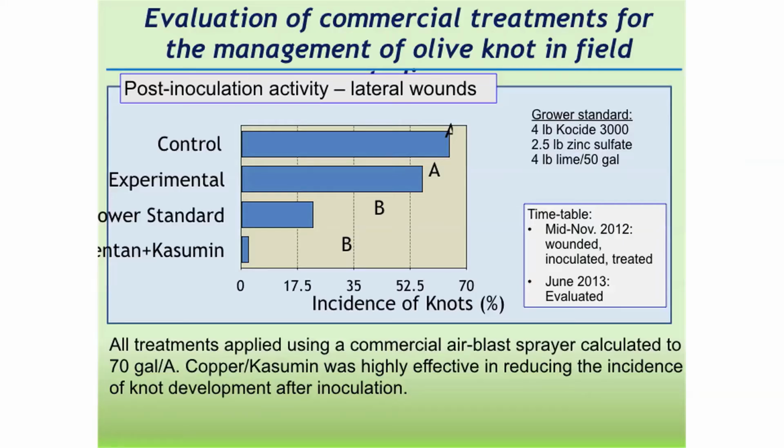So just quickly, we did further studies. These were done up in the Yuba City area, Marysville. I guess that's basically District 2 based on the map that we saw. We did these compared to control. The grower let us inoculate after a commercial harvest. We went in, saw wounds, and inoculated them, and 6 months later, 60% of the wounds that we inoculated had knots on them. We tested an experimental material, and it didn't work. We looked at the grower standard, obviously 4 pounds of Kocide 3000 with zinc sulfate and lime. He got a significant reduction. We used our kasugamycin and saw the best results there. So the promise looks very exciting.